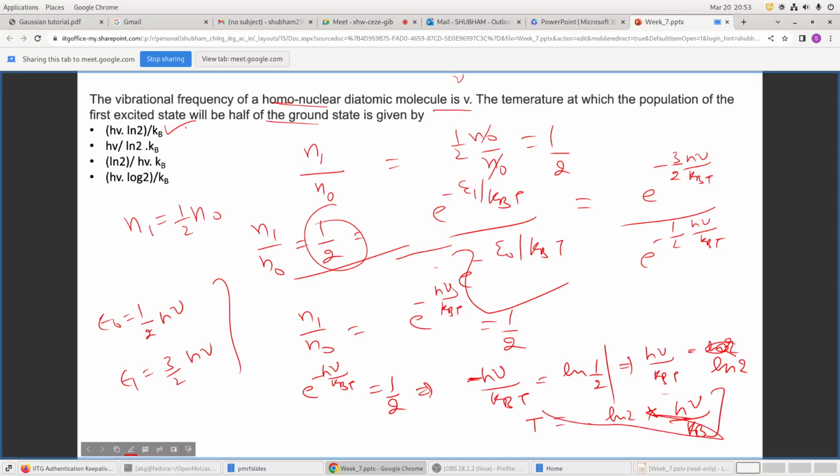So h nu by kBT is equal to ln 2. Okay, this T is equal to h nu by kB ln 2. T is equal to h nu by kB ln 2. So the second one, this is the answer.